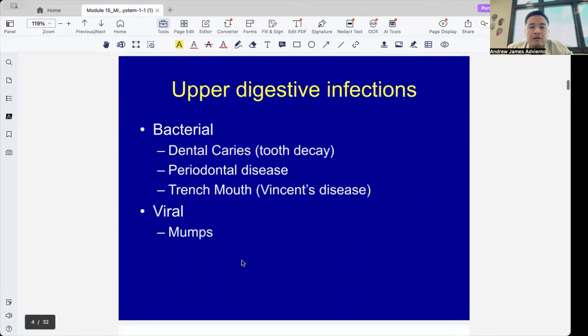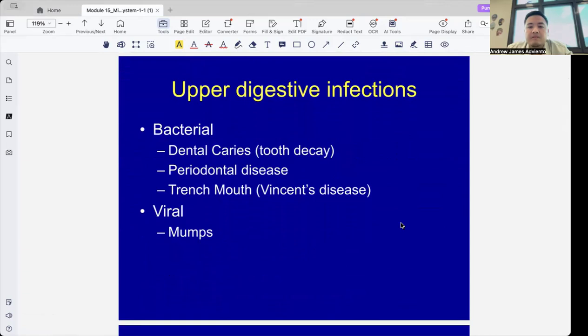Now let's go to the upper digestive infections. So upper digestive infections affect the mouth and the throat. So these can be bacterial, such as dental caries, and also periodontal disease, or viral like mumps. So we will examine each condition and how they develop.